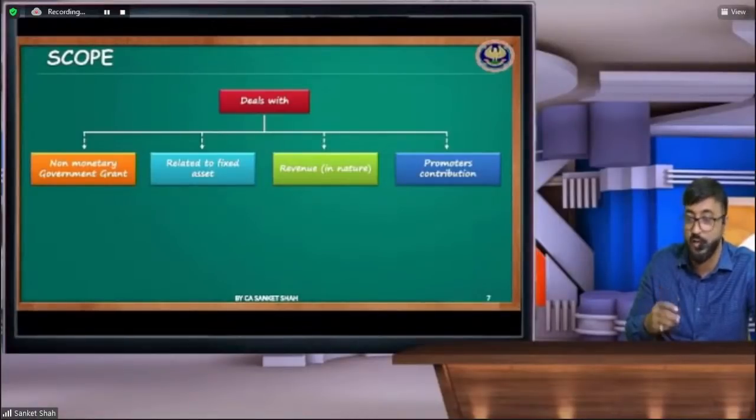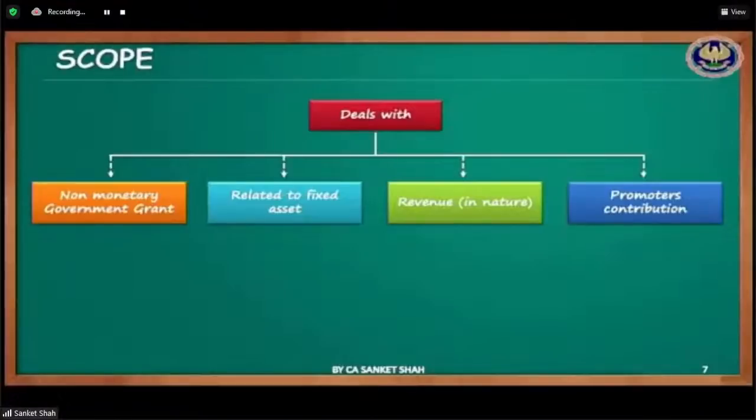One is non-monetary. Quickly write it. Non-monetary means which is not received in cash. Second one is related to fixed asset. Third one is related to revenue, and fourth one is related to promoter's contribution. Quickly write it in the comment section too. This standard is basically divided in 4 parts.